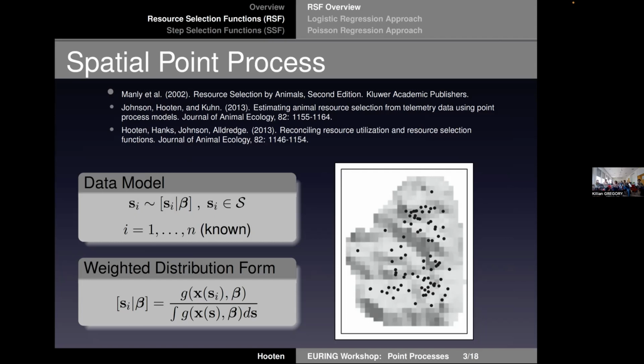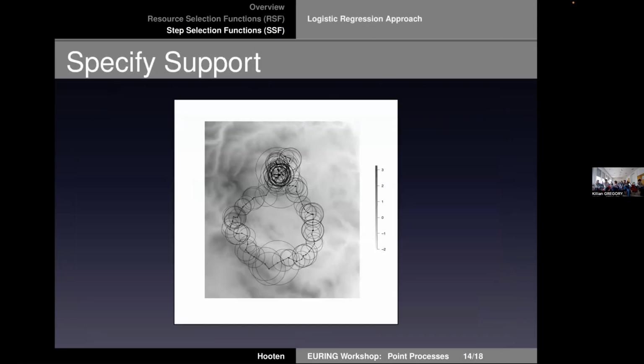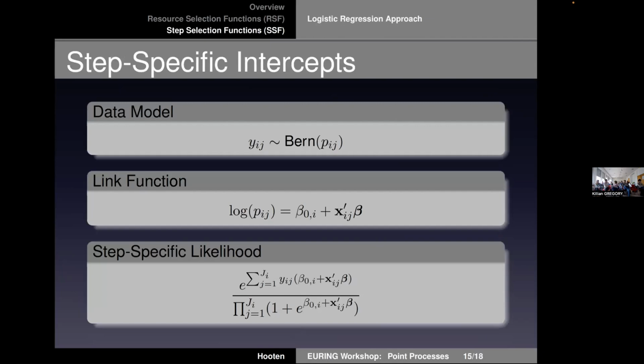Any more questions on the introductory material? Oh, here we go. Regarding the step selection functions, you were mentioning the step-specific intercept. I had kind of expected that this would translate into a random effect, maybe on the step ID, but I did not see that exactly. So is that also a possibility, or not?